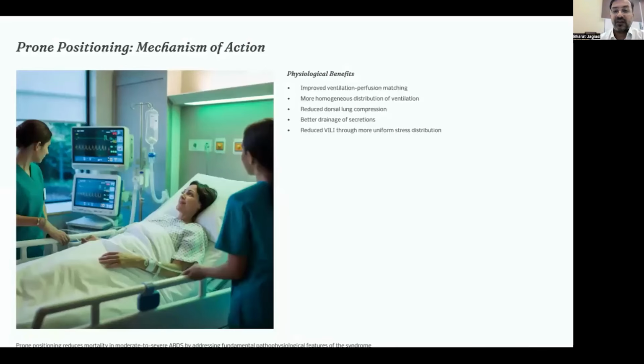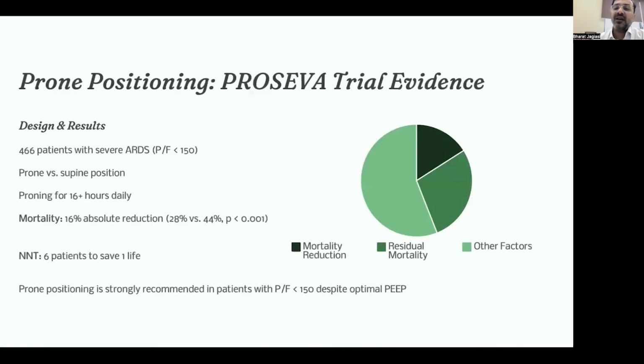We consider proning in this patient. What proning exactly does is improve ventilation perfusion matching. It gives a more homogeneous distribution of the ventilation, reduces dorsal lung compression, is very good for draining of secretions, and reduces the incidence of VILI through more uniform stress distribution. It's been studied in the PROSEVA trial, where 446 patients with severe ARDS, when the PF ratio was less than 150, were studied, and the proning was done for 16 plus hours, and there was an absolute mortality reduction of 16%, which was 9.9% with the low tidal volume. So it's better than the low tidal volume strategies.